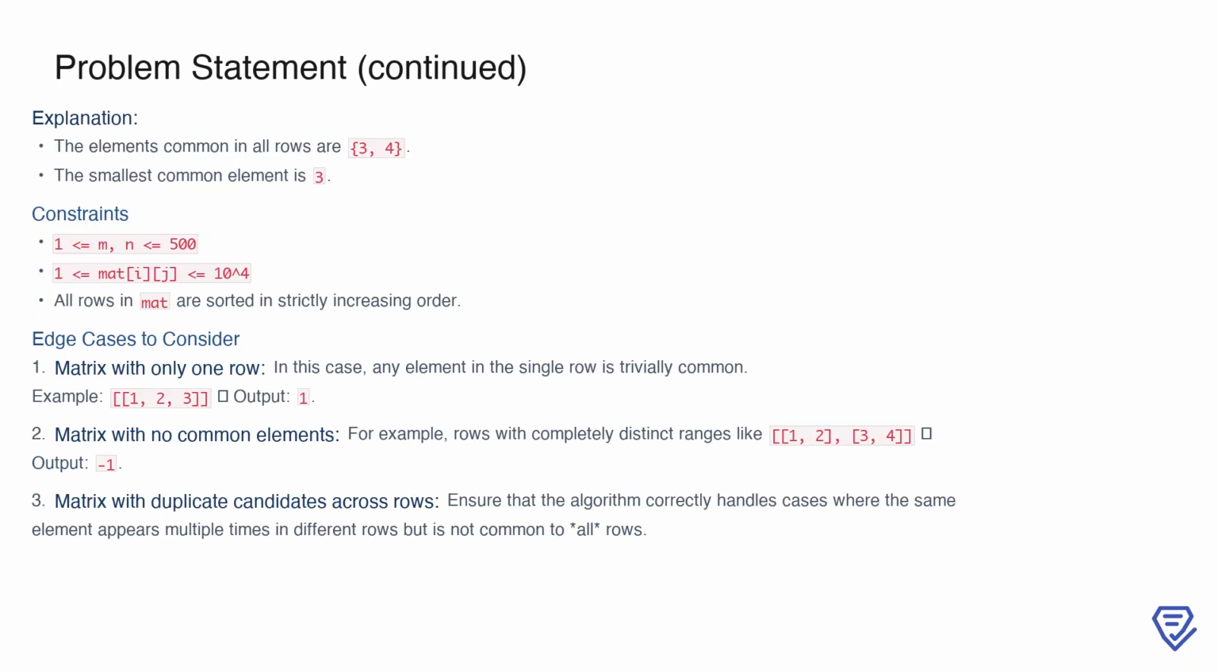Now for the third example. The input matrix contains 3 rows: 1, 2, 3, 4; 2, 3, 4, 5; and 3, 4, 5, 6. By comparing the rows, we observe that the numbers 3 and 4 are present in every row. Among these common elements, 3 is the smallest. Therefore, the output is 3. This demonstrates that even when multiple elements are shared across all rows, we only return the smallest one.